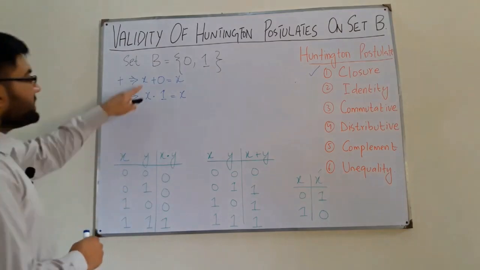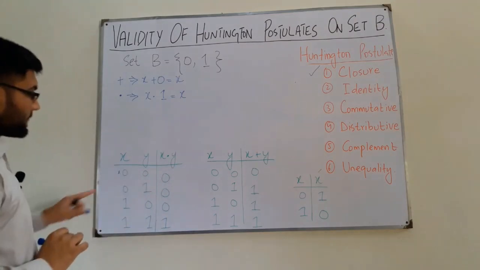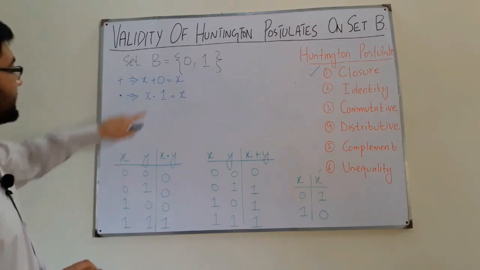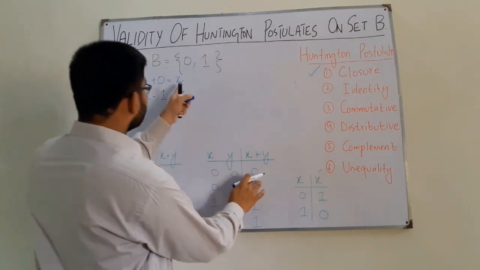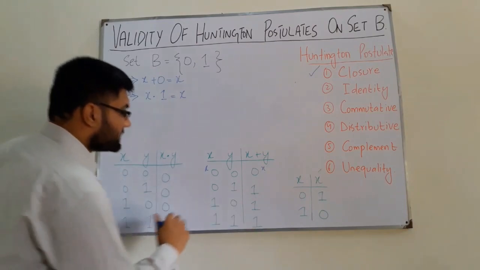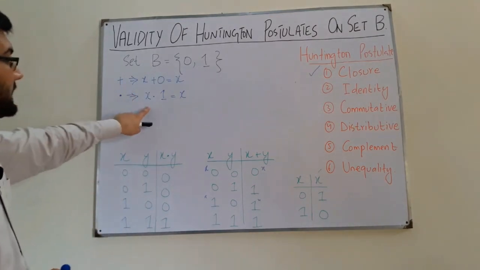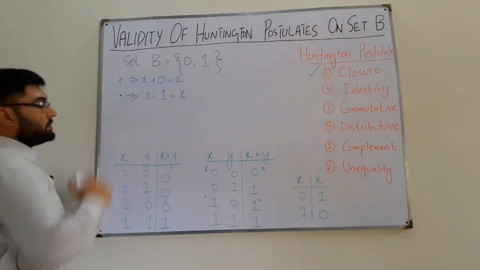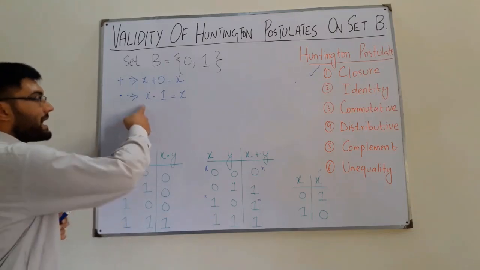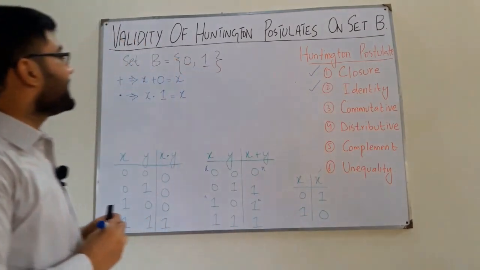Now, look over here. If we have 0 ANDed with 0, it results in 0. If 0 is the X. Now, if we have 1, sorry, this is the AND. I'm talking about the OR. If we have 0 ORed with 0, it is again 0, which means X is again equal to X. Okay? If we have 1 ORed with 0, it's again equal to 1. So if 1 is the X, X plus 0 is again equal to X, which means this is satisfied. In the AND operation, anything ANDed with 1 is again equal to X. So 0 ANDed with 1 is 0 and 1 ANDed with 1 is 1, which means X ANDed with 1 is X. So the identity postulate of the Huntington postulates is also satisfied by the set B.